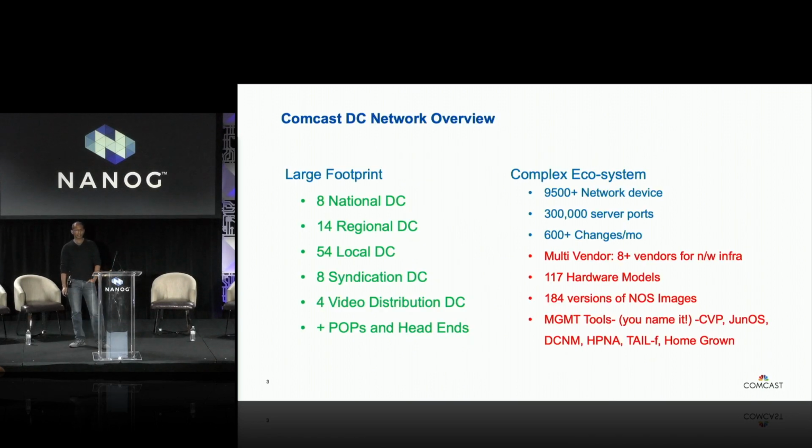The data center footprint at Comcast: we have 8 national data centers, 14 regional, 54 local, and a bunch of others, a total of about 90 sites. The focus today is primarily on the nationals, because that's where we are doing SONiC. We have about 9,500 network devices just for routing and switching, which gives us close to 300,000 server ports. And we do 600 plus network changes a month, again, the changes that we know about.